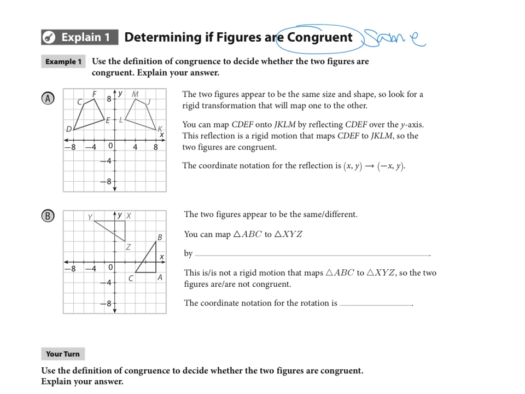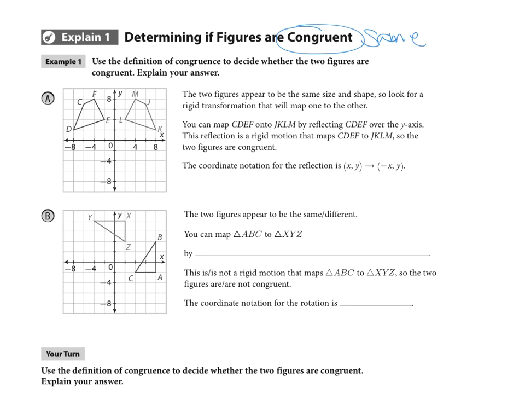If we have an inkling, as we're looking at an image and a pre-image, or two figures on the same coordinate plane, that they look the same, then we have to come up with a way that one got transformed onto the other. That needs to be a rigid motion if it's going to be congruent.